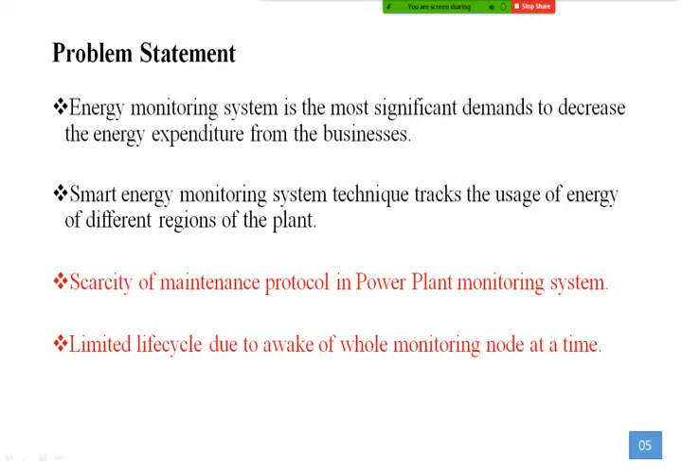From the literature review, we found the following research problems. First, energy monitoring is needed to decrease the energy consumption of the power plant or other business systems, and smart tracking of the energy is required. Also there is a scarcity of maintenance protocols in power plant monitoring systems, and a limited life cycle is found because all nodes are applied at once.